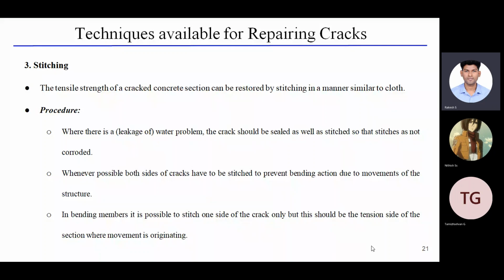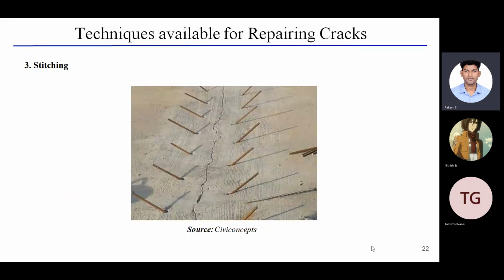In bending members, it is possible to stitch one side of the crack only, but this should be the tension side of the section where the movement is originating. Otherwise, it is completely non-recommended. We should stitch on the tension side only, not the compression side. This is a stitching image that I grabbed from the internet at CV Concepts.